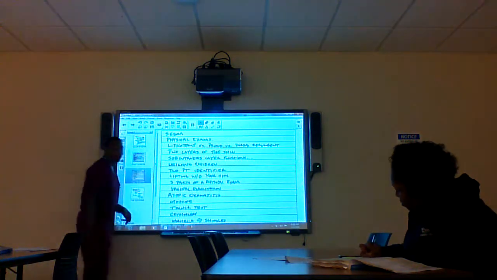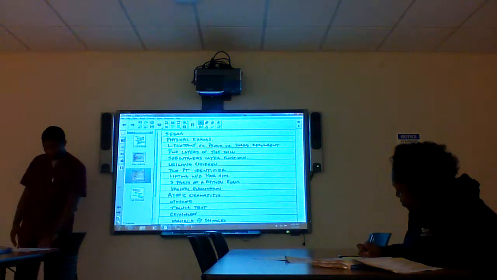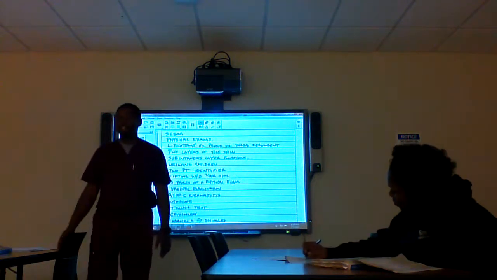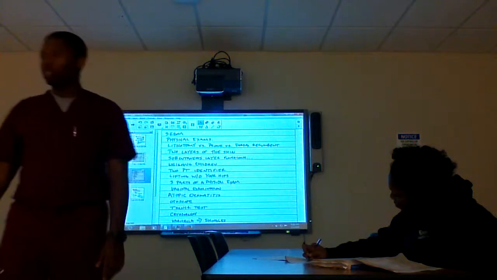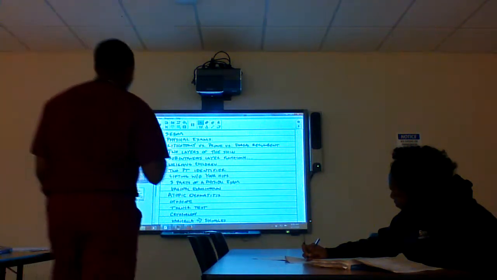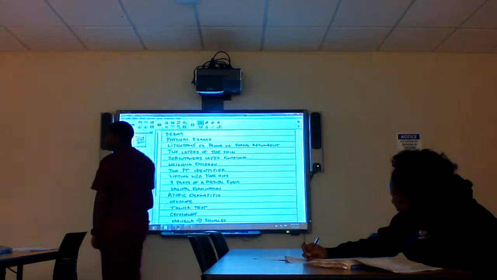But anyway, what are the two layers of the skin? The dermis and epidermis. Very good. What is the layer underneath the dermis called? So the cutaneous. Or the hypodermis. Very good. You need to be able to distinguish what the two layers of the skin are.